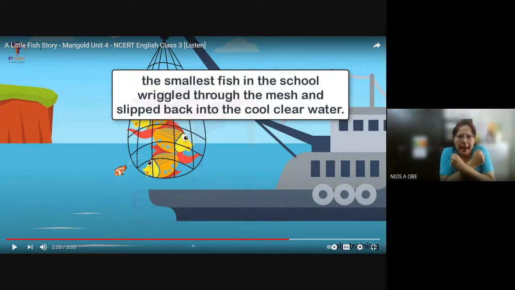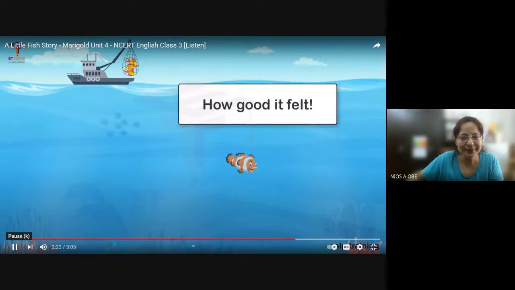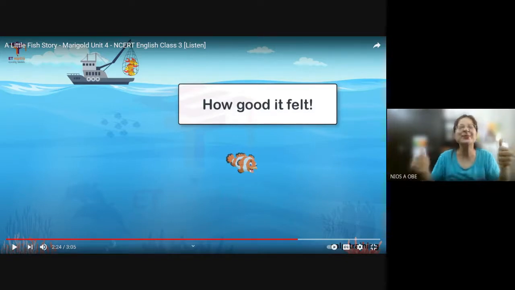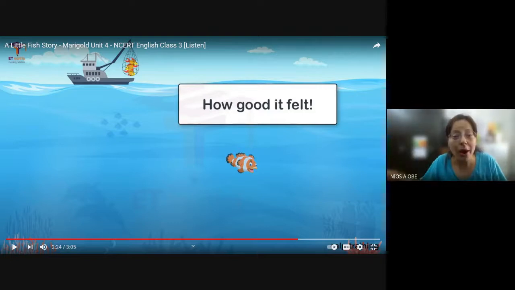And when you're trapped, you are scared. You're not happy. The other fish are scared. They are trapped inside. But the little fish is free now. How good it felt. Now the little fish is feeling so good. It has come back into the water, into the clear, cool, blue water.